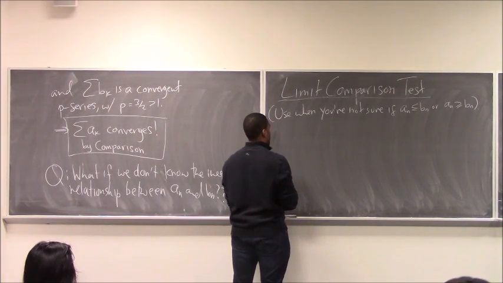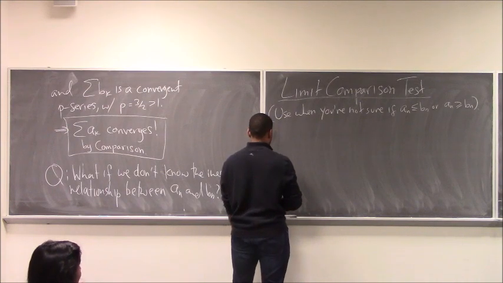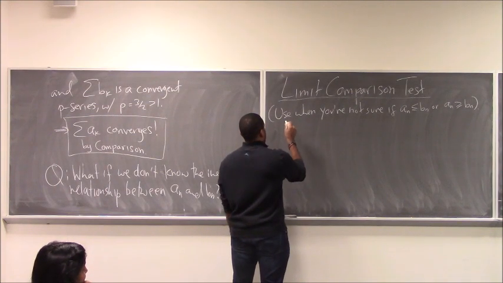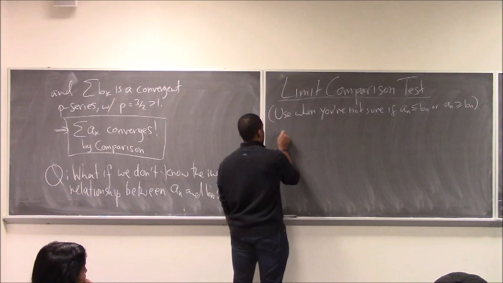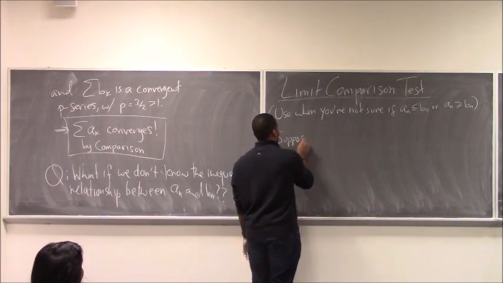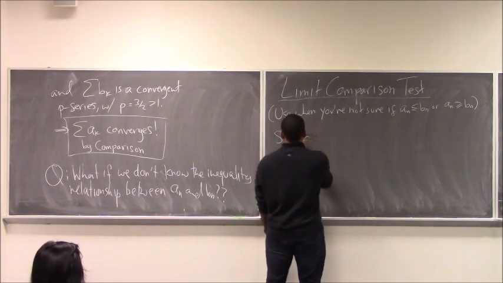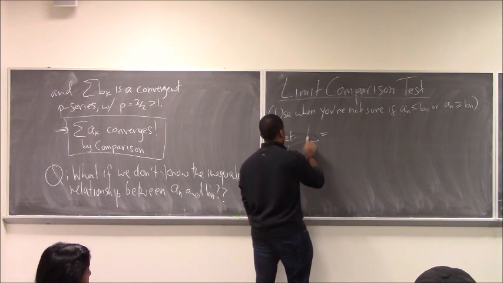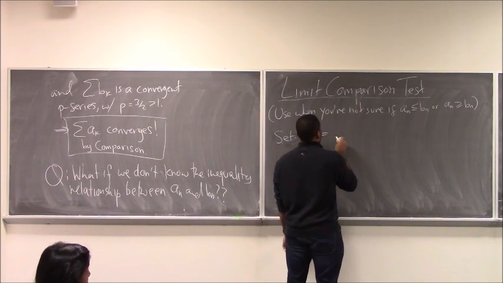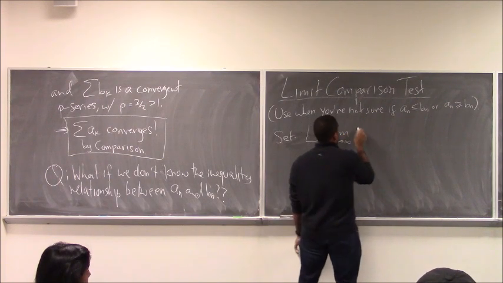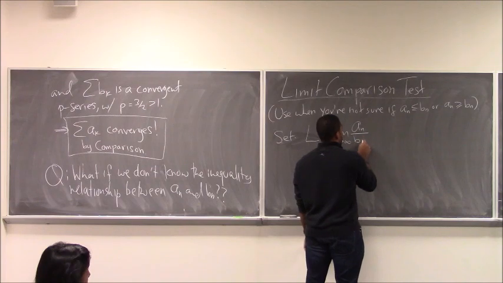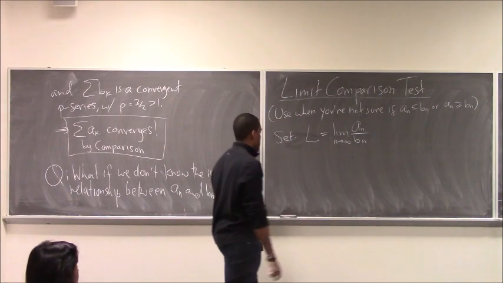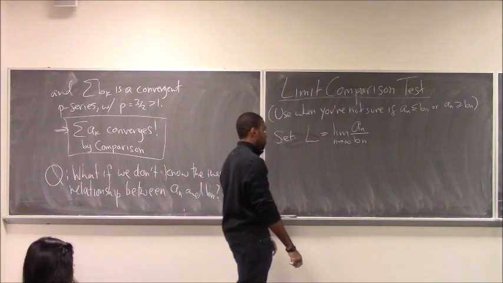Okay. So here's how this one works. Suppose what we would do is we'd set up something. Set L equal to the following. The limit, and of course it's always as n goes to infinity, of a_n divided by b_n. So we're going to take the ratio of the terms of the sequence.